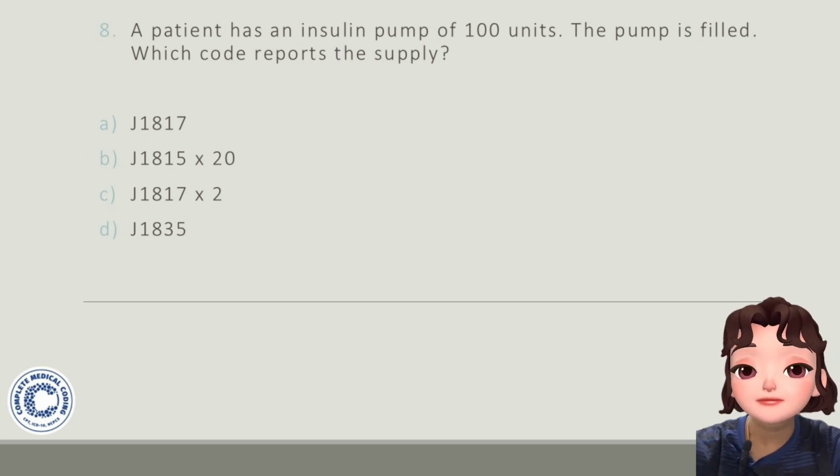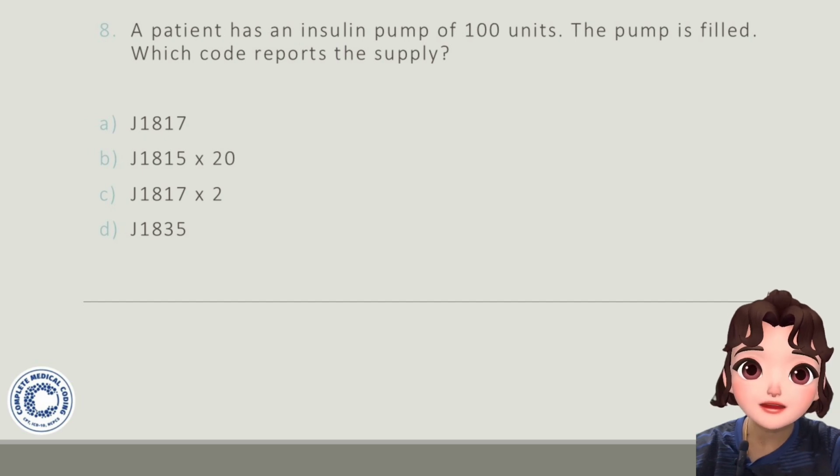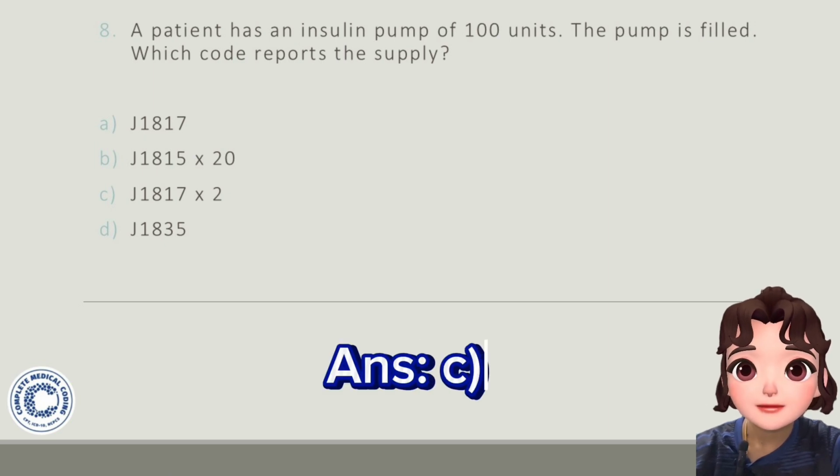J1817. J1817 represents insulin for administration through DME insulin pump per 50 units. So 1817 represents per 50 units. We need this one only, right? But in our insulin pump, this is the code for insulin pump, but it's 50 units. We need 100 units. So it will be times 2, which is there in option C, which will be our answer. But still, let's look into other two options.